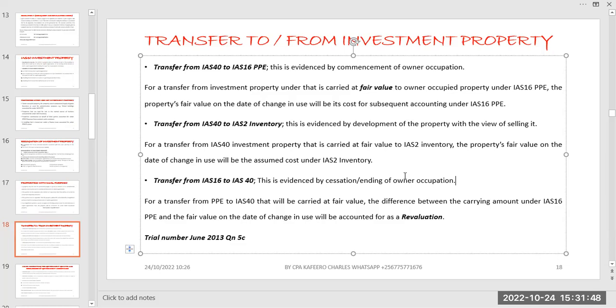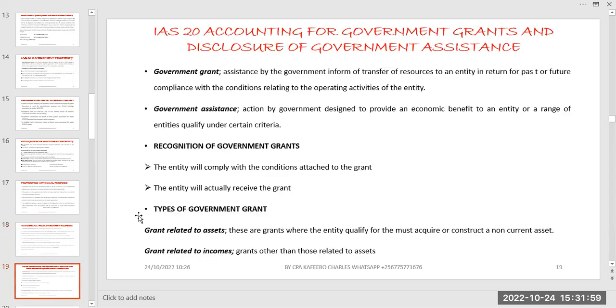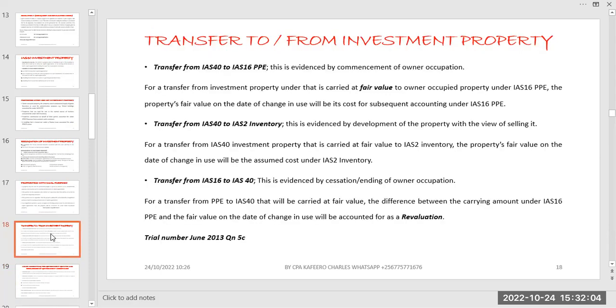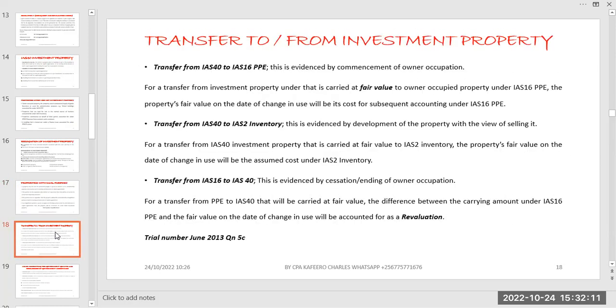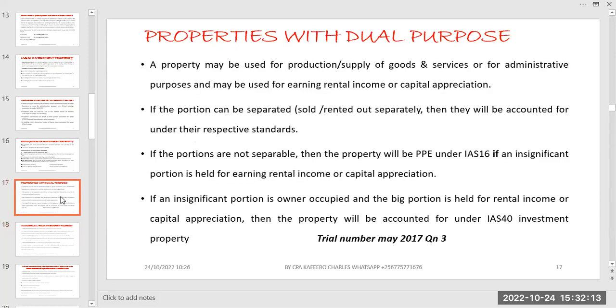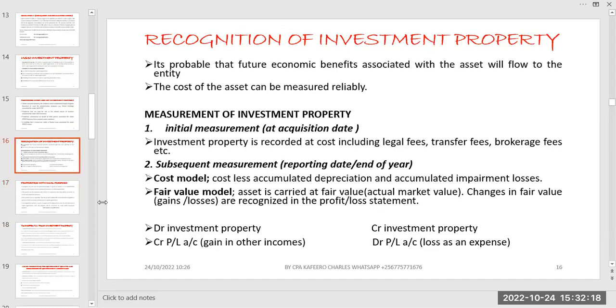So there is a trial question, that is June 2013, question 5C. That one we shall look at later. Let's first resume and finalize. I hope we have finalized with this. The rest of the disclosure requirements and all that, you can read on your own. Basically, we have picked the ones that are giving headache to students.